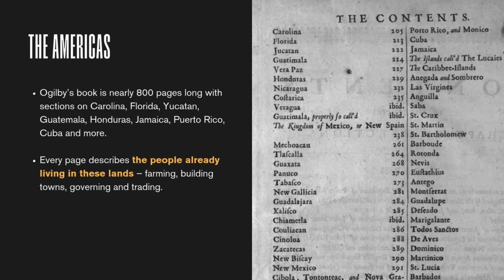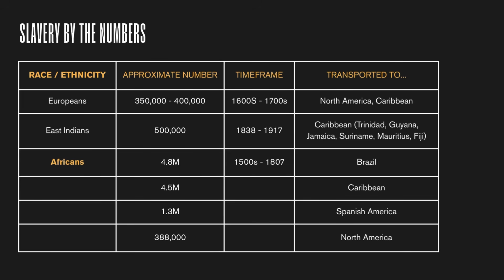One of the things we want to stress here is that every page, when you go through this book, describes the people already living in these lands, farming, building towns, governing, and trading. So when you think about North America being inhabited and in existence for centuries, you have to begin to say to yourself, what role did the transatlantic slave trade really play in this particular territory? How many people were actually shipped here, et cetera. I'm going to pose some questions for you in a minute and show you some numbers. And here we go, slavery by the numbers.